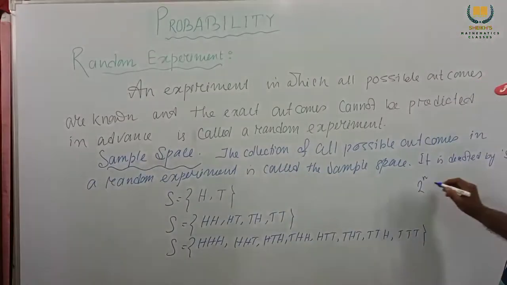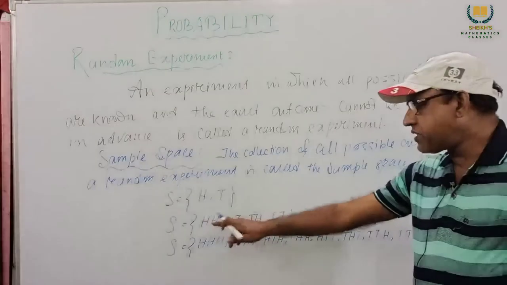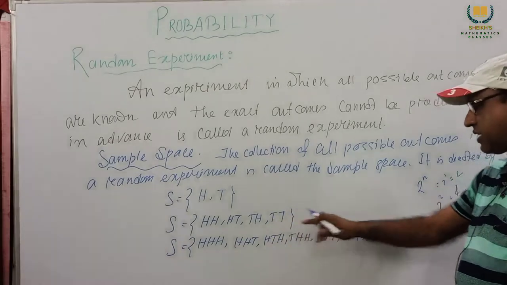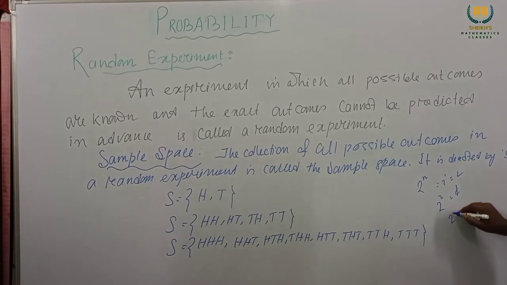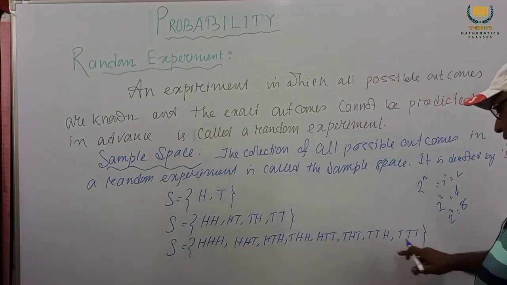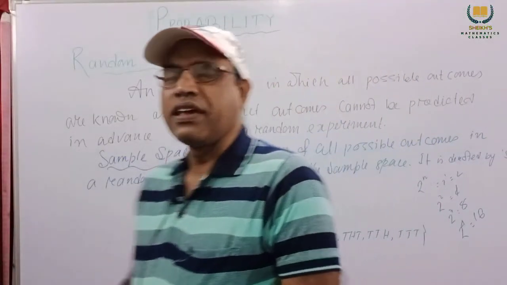One coin, that means 2 to the power 1, this is 2. Two coins, then 2 to the power 2, this is 4, it has 4 results. Then 3 coins, 2 to the power 3, it has 8 results. So, this is 3 coins, 1, 2, 3, 4, 5, 6, 7, 8. And 4 coins, this is 2 to the power 4, this is 16. So, we can find it in this way.